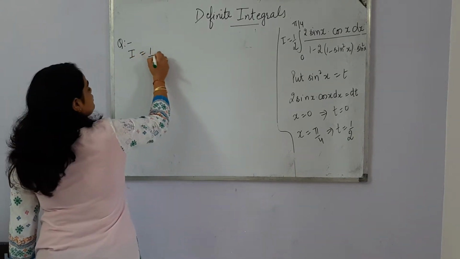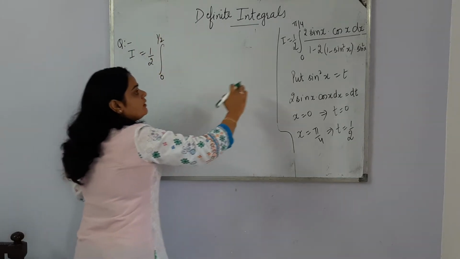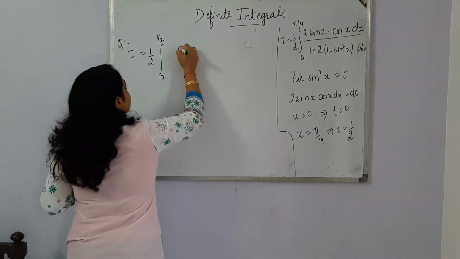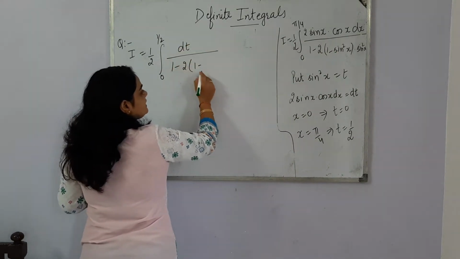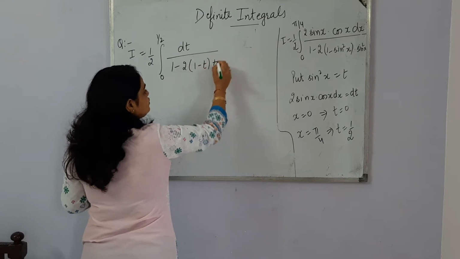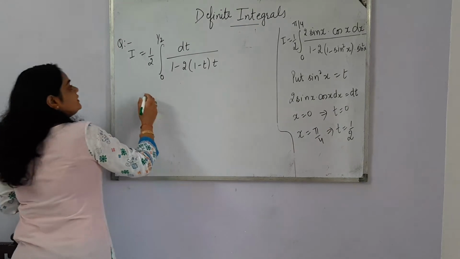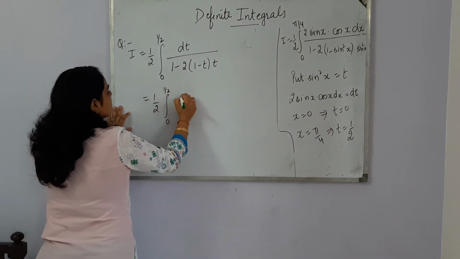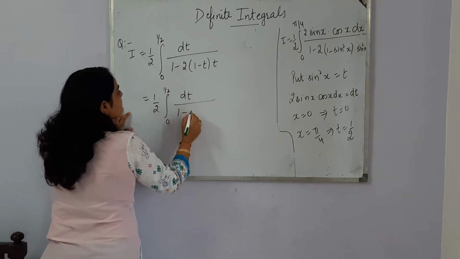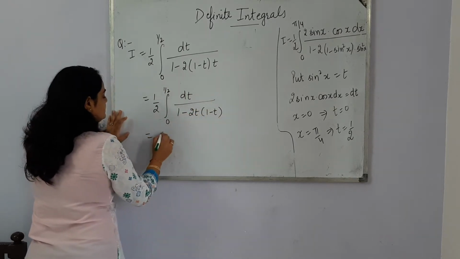So I is equal to 1 by 2, 0 to 1 by 2. In the numerator we are getting dt whole upon 1 minus 2t into t, because sin square x is equal to t. Now we are opening the brackets, 0 to 1 by 2 dt over 1 minus 2t into 1 minus t.